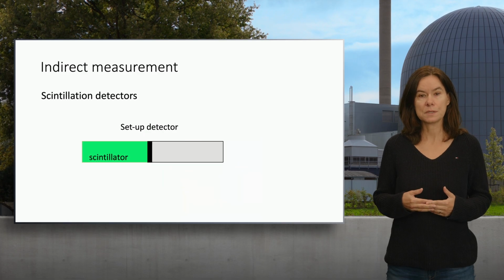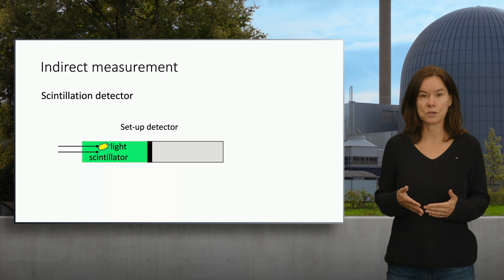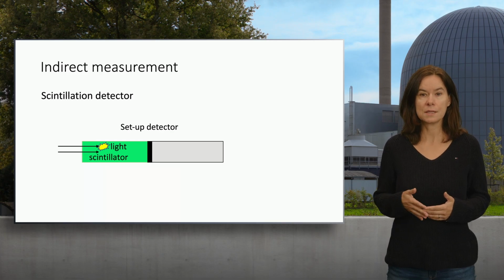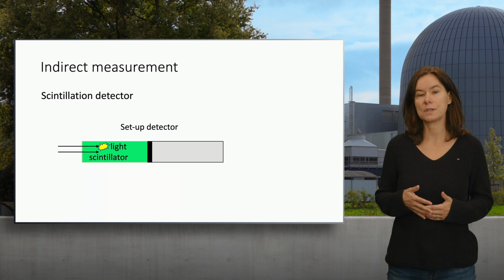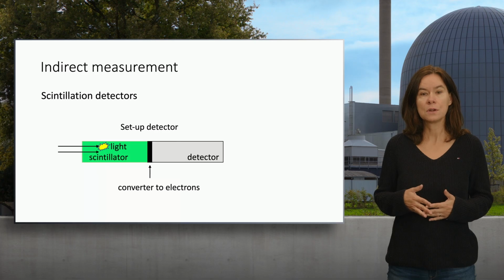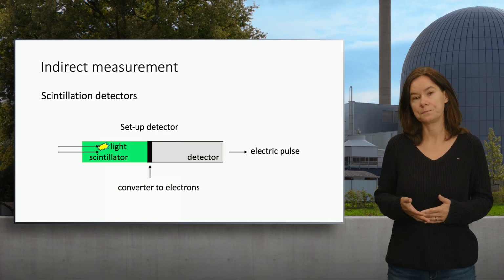For indirect measurements, a different setup is implemented. In this particular case, a scintillator material is used. The scintillator's function is to convert ionizing radiation into light photons, indicated by the yellow flash in the figure on the slide. These photons are then transformed into electrons, which are measured by the detector, resulting in an electric pulse.